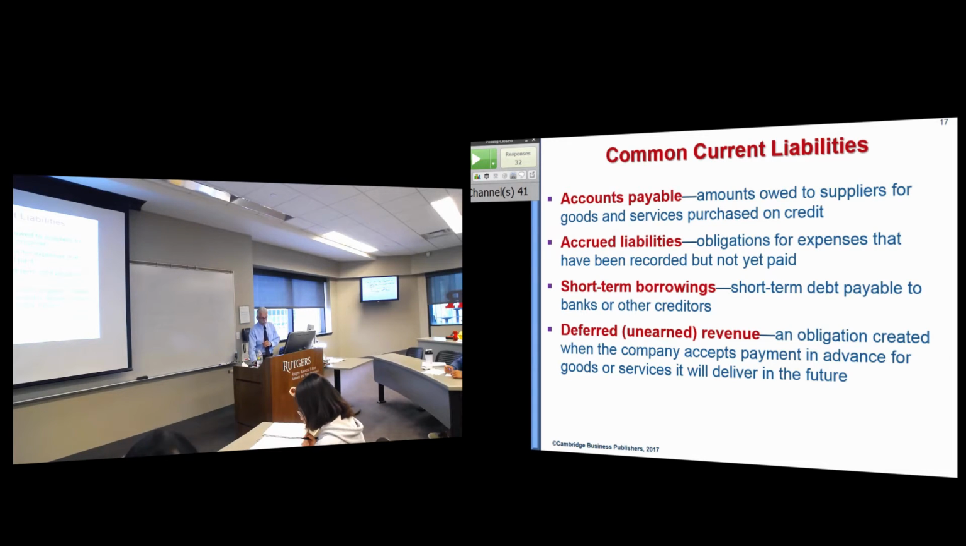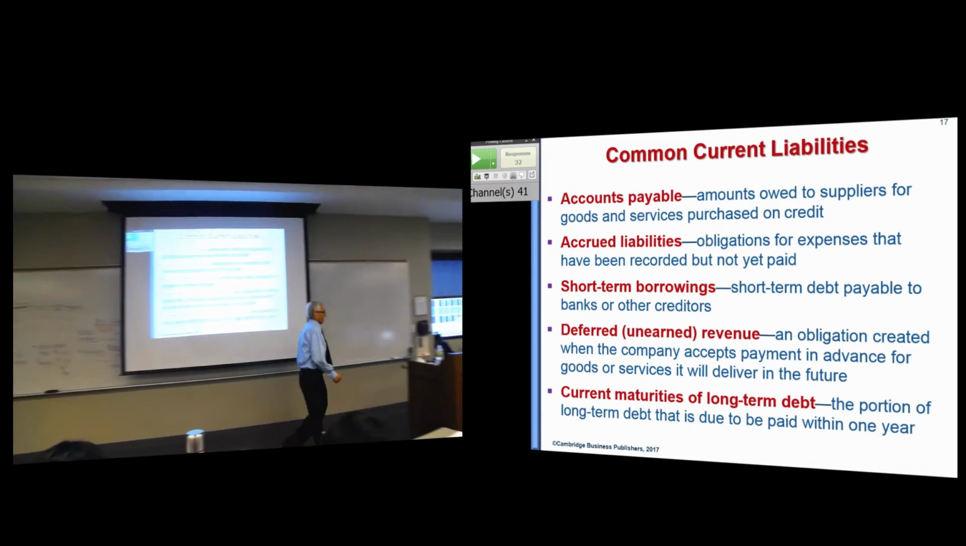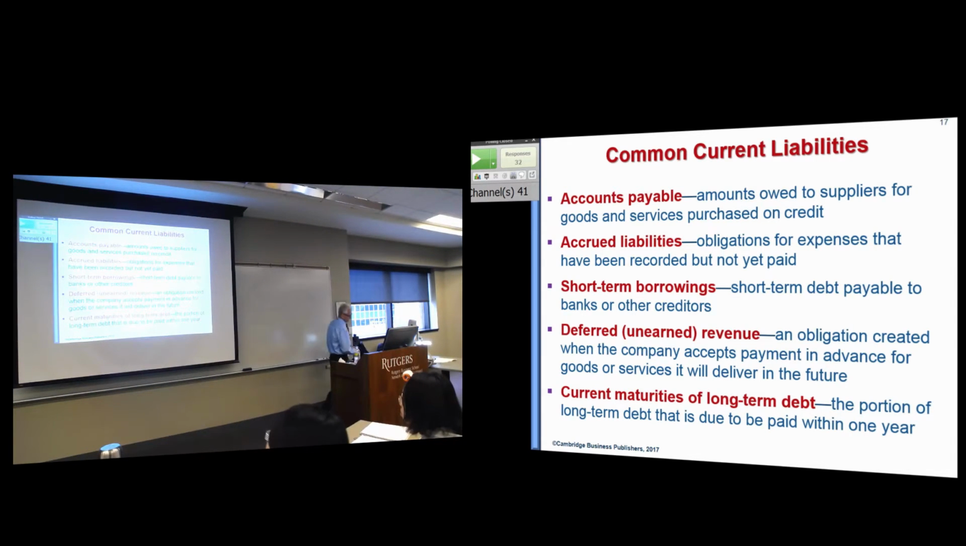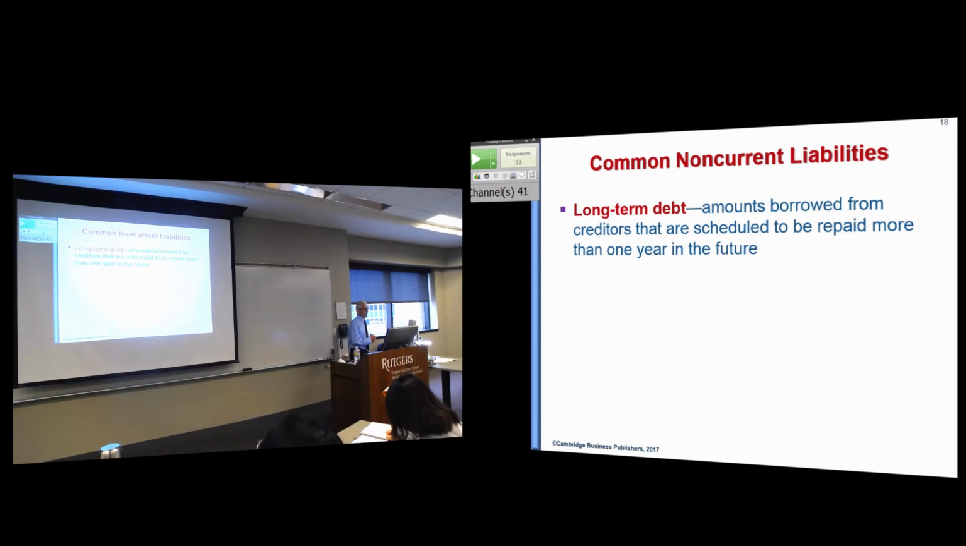And then, of course, the current maturity of long-term debt. We just illustrated that with my example. We had to move that debt up by reclassifying. Long-term debt, long-term notes, long-term bonds: you borrow for more than one year. A mortgage or auto loans are long-term liabilities.